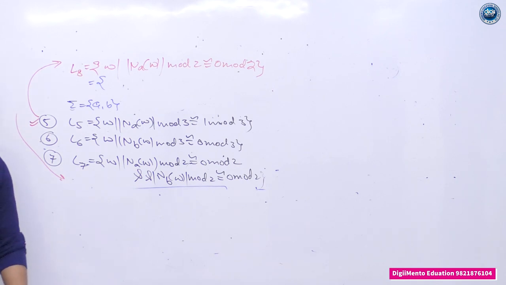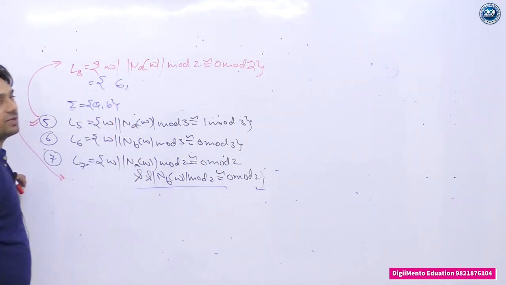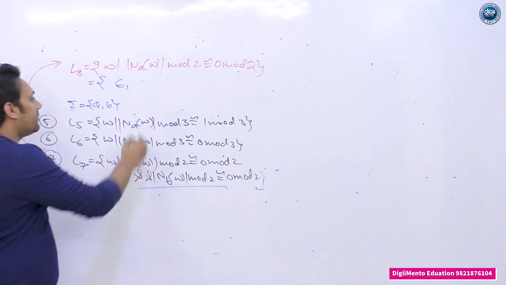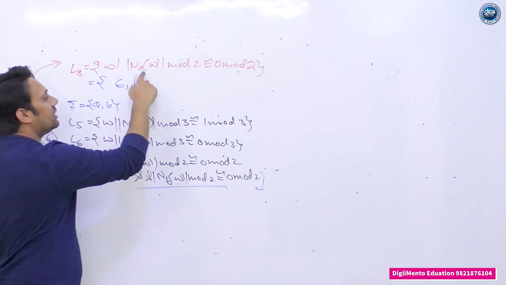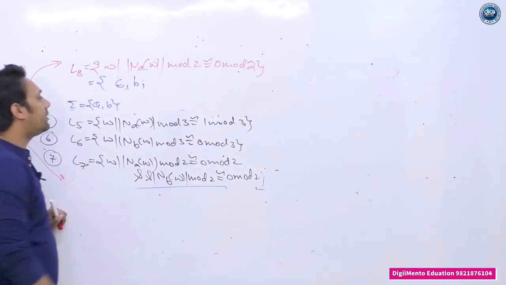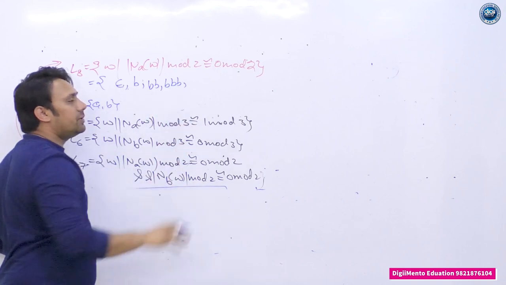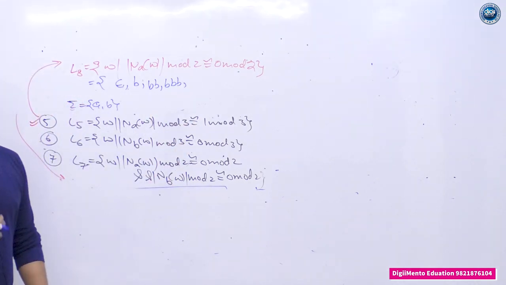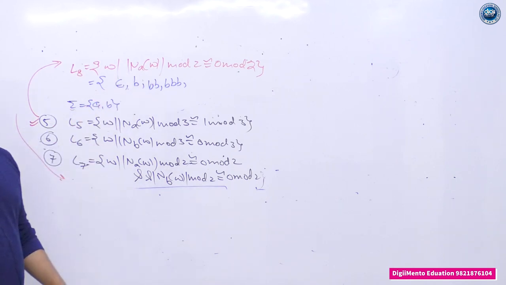So the strings that can be here in this L8, we can have epsilon because the number of A's are 0. We can have single B क्योंकि यहाँ पर A जो है वो नहीं है. A यहाँ पर 0 है. We can have single B. We can also have double B. We can also have triple B, because हमें कितने भी B हैं उससे कोई फर्क नहीं पड़ता. We can have any number of B's. The only thing that matters is the number of A's.